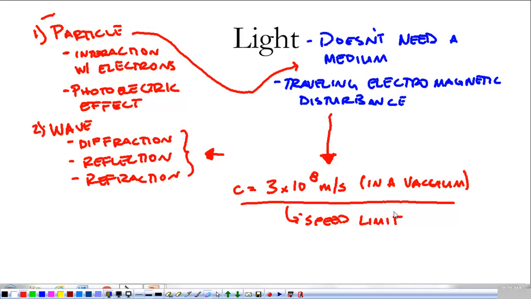So, that's light in a nutshell. We're going to start talking about these different things in light, and I'm going to start talking about the electromagnetic spectrum next. This is light. This is its speed. All light travels at this speed. That's how it works.